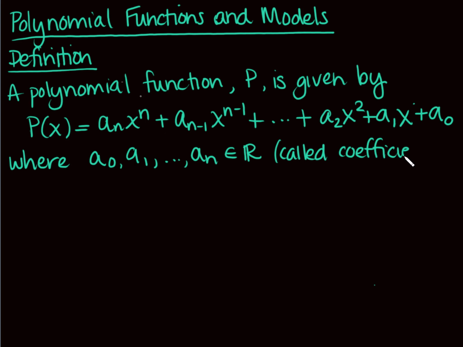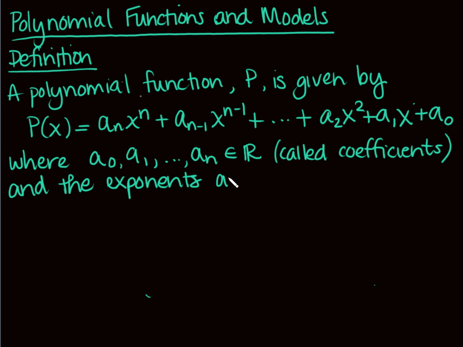So I need to have real numbered coefficients. I don't have to always have that, but in this class, we're going to have real numbered coefficients, and the exponents must be, so this is the important part about something being classified as a polynomial, whole numbers. So remember what whole numbers are. Whole numbers are 0, 1, 2, 3, 4. It's all of your natural counting numbers and then with 0 in there. So that's what we mean by a polynomial.